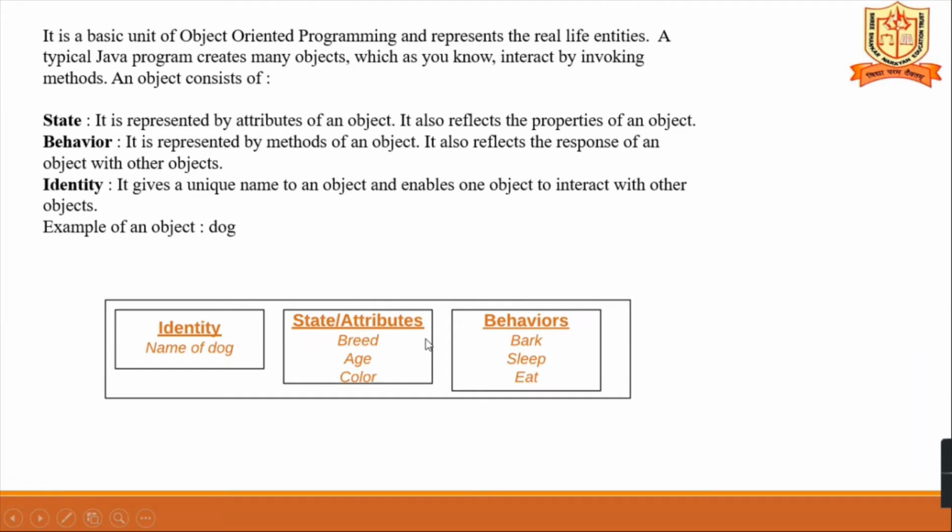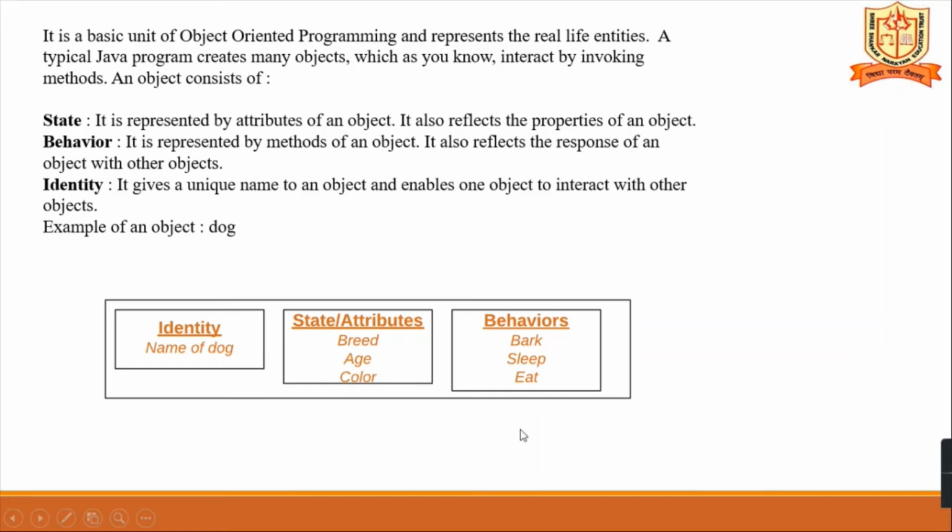Next, an object is a basic unit of object-oriented programming and represents real-life entities. A Java program creates many objects which, as you know, interact by using methods. So an object consists of state, behavior and identity. State is represented by the attributes of the object. It also reflects the properties of the object. Behavior is represented by the methods of the object. It also reflects the response of the object to other objects.